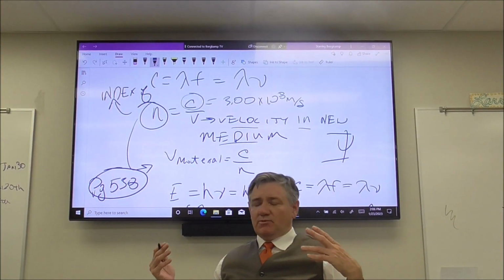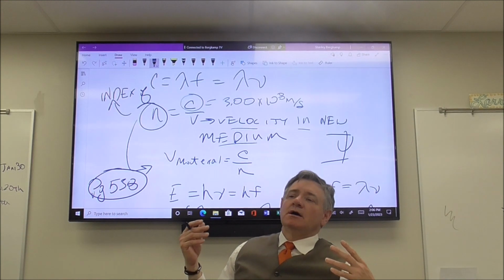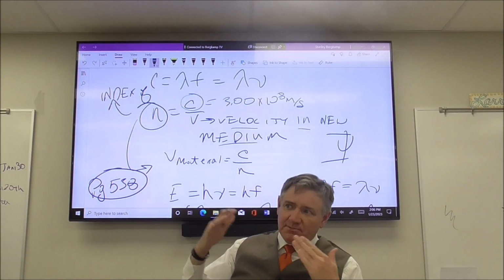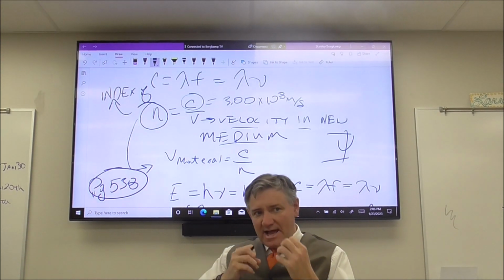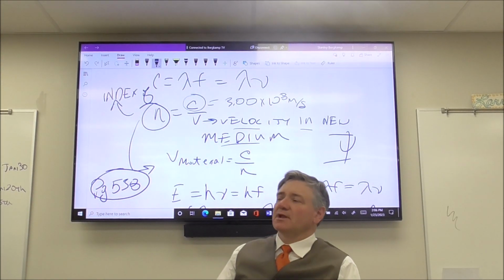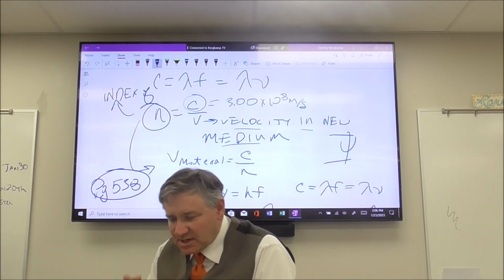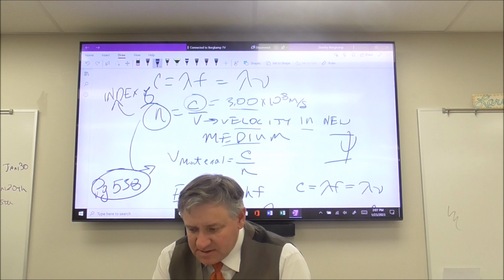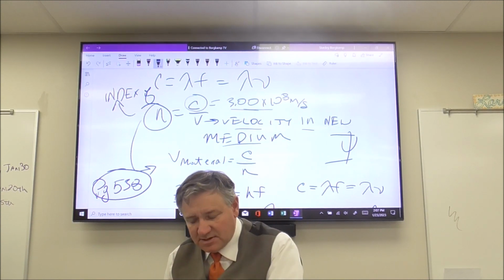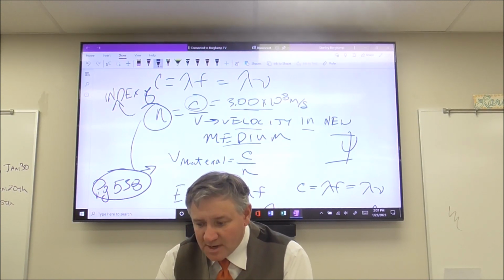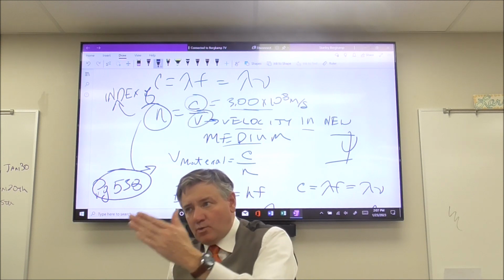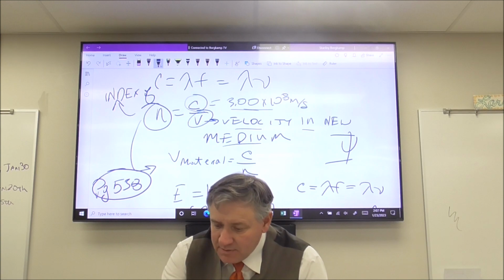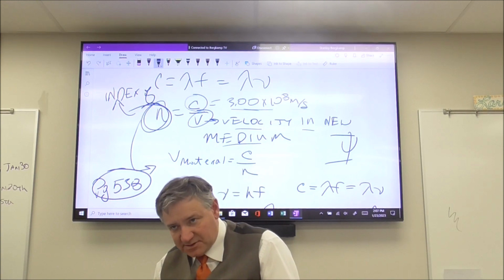So what that means is that when it gets into diamonds, light slows down a lot. That's what gives it that shimmer, because it has such a high index of refraction. So here's the story. There's a couple of ways you can look at this. One is that if you know the speed of light is 3.00 times 10 to the 8th meters per second in a vacuum, and you divide it by the velocity in a new medium, that's how you can get the index of refraction, okay?